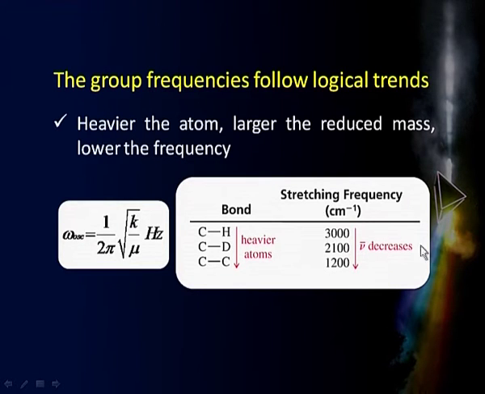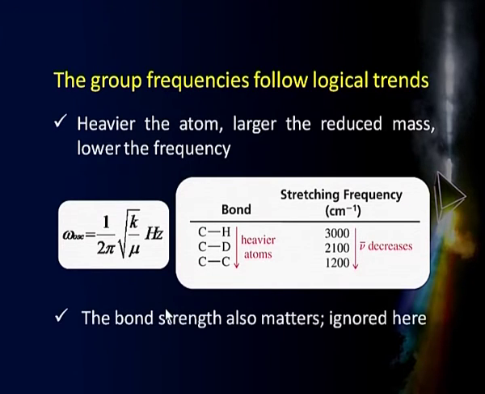Say for CH, it is about 3000 centimeter inverse, CD it happens to be 2100, CC it comes out to be 1200. So, there is a clear-cut observation of this particular formula. Now, but we have to see here that in this formula we are just trying to interpret or argue on the basis of just one parameter, that is the reduced mass.